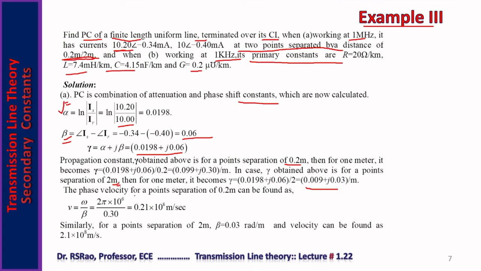The phase velocity is omega by beta. Omega is known, frequency is known. Beta we have already calculated. When the separation is 0.2 meters, beta is 0.3. Using that we have this velocity. When the separation of points is 2 meters, then we have to use this 0.03 beta value as beta. So it results in another velocity.